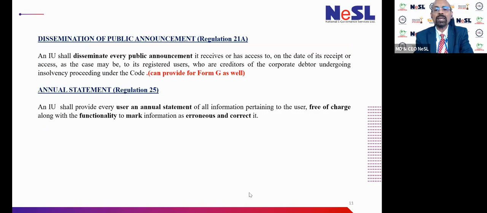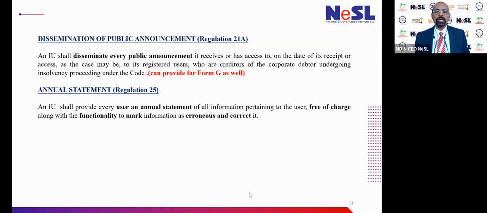So 21A was inserted later, and it says that the IU shall disseminate every public announcement it receives or has access to, on the date of its receipt or access, as the case may be, to its registered users who are creditors of the corporate debtor undergoing insolvency proceedings under the Code.